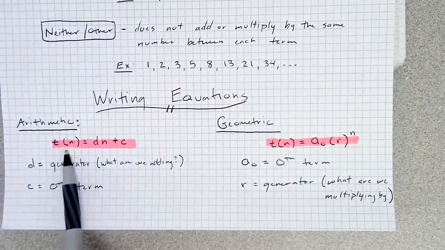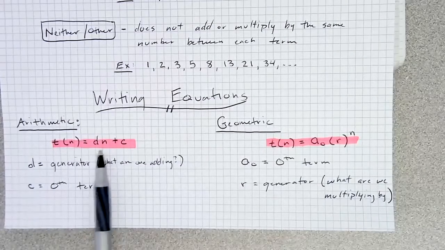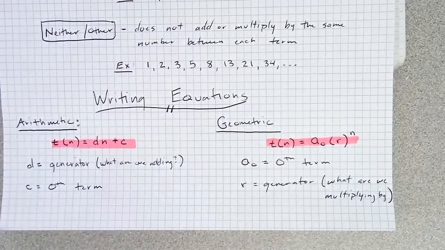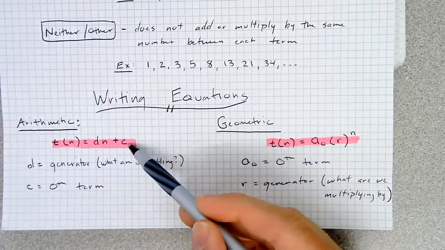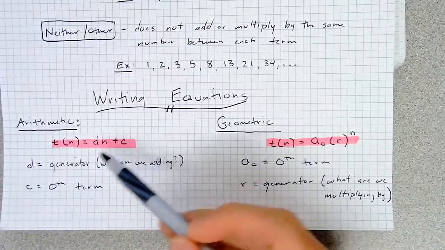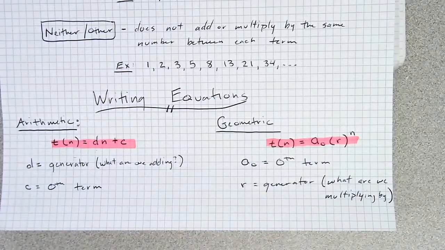Okay, so you notice T of n is obviously a little different than using y or f of x. Usually we use T of n to represent sequences. It's just what we use, but they mean essentially the same thing. If you take a look at dn plus c, it's very similar to y equals mx plus b. What are we adding each time and where do we start? Right, our zeroth term, where are we starting? What are we adding each time? Arithmetic is very similar to a linear equation, y equals mx plus b.